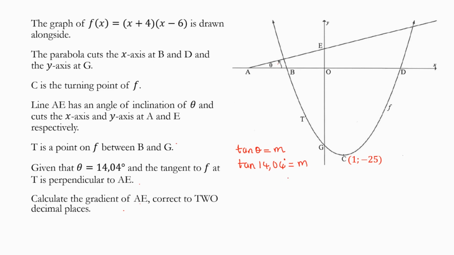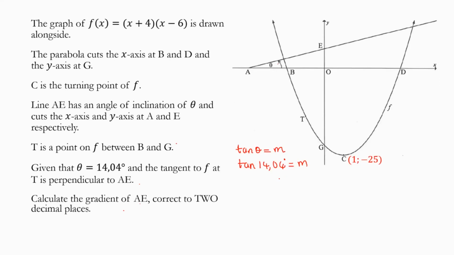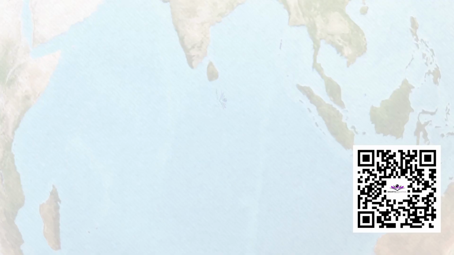Then let's put this in the calculator. Is tan 14,04 then equals, so it's 0.25006966627, which is roughly, it says correct to 2 decimal places, so this is 0.25. Okay, you see that. So it means the gradient of AE is equal to 0.25.